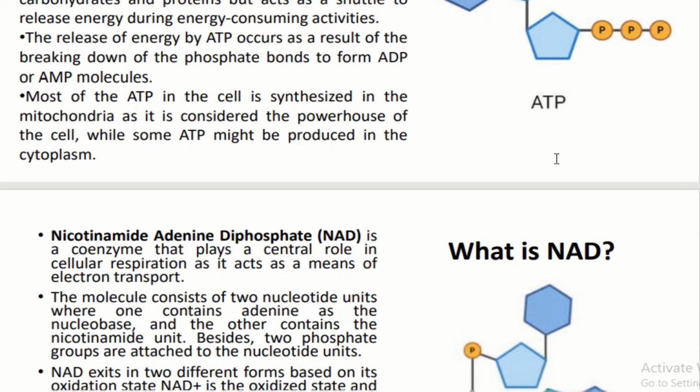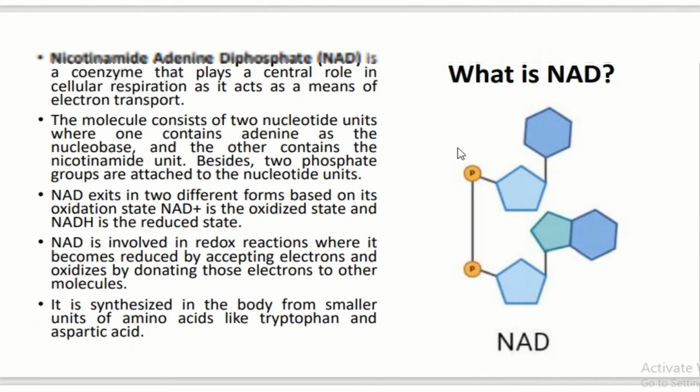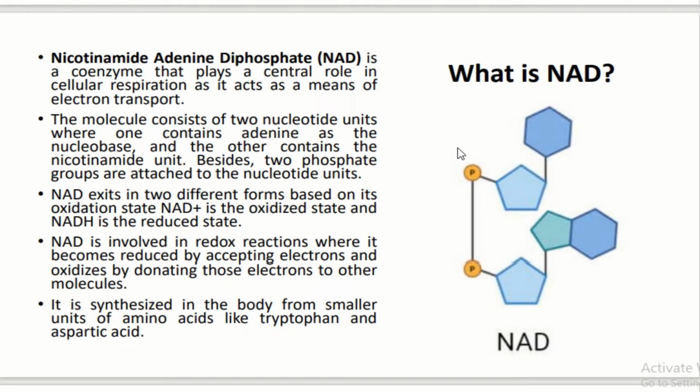Next molecule is NAD, nicotinamide adenine dinucleotide. NAD is a coenzyme that plays a central role in cellular respiration as it acts as a means of electron transport. The molecule consists of two nucleotide units, where one contains adenine as the nucleobase and the other contains the nicotinamide unit. Besides, two phosphate groups are attached to the nucleotide units, as you can see in the diagram.